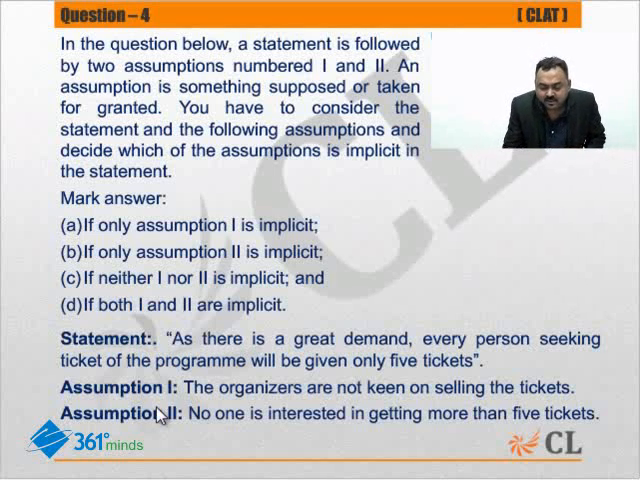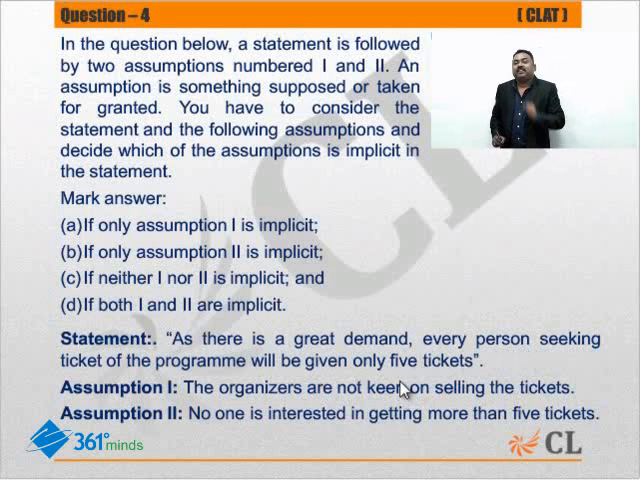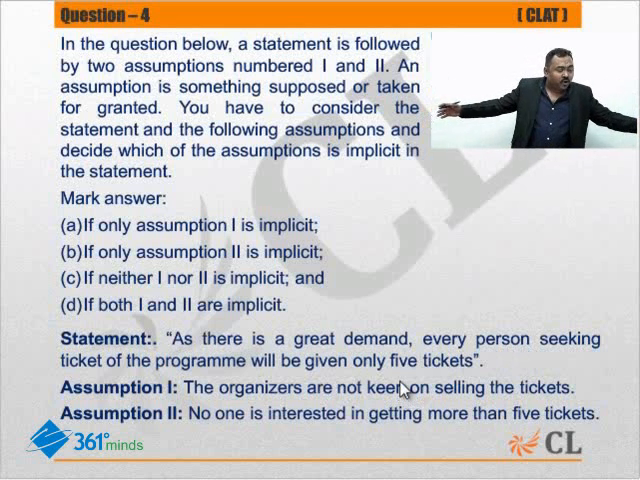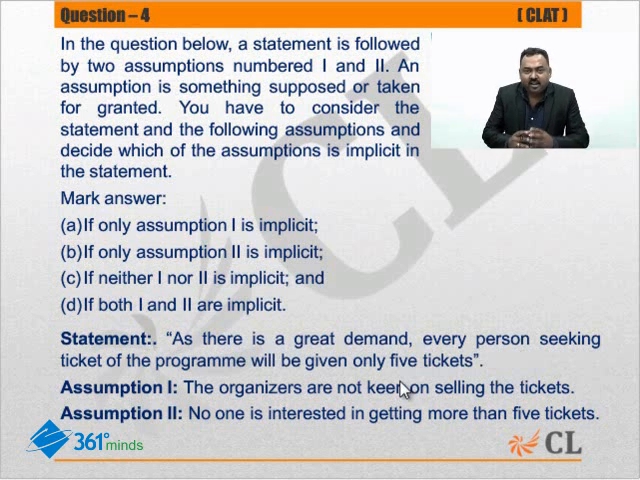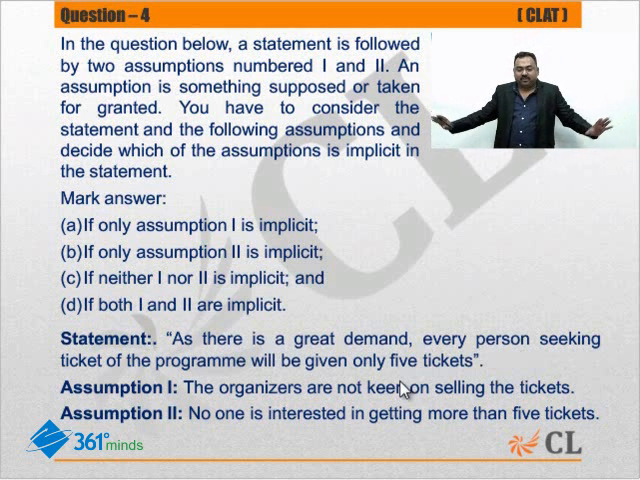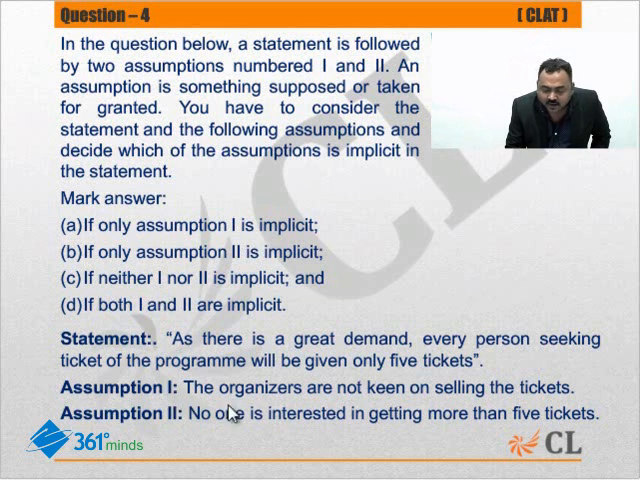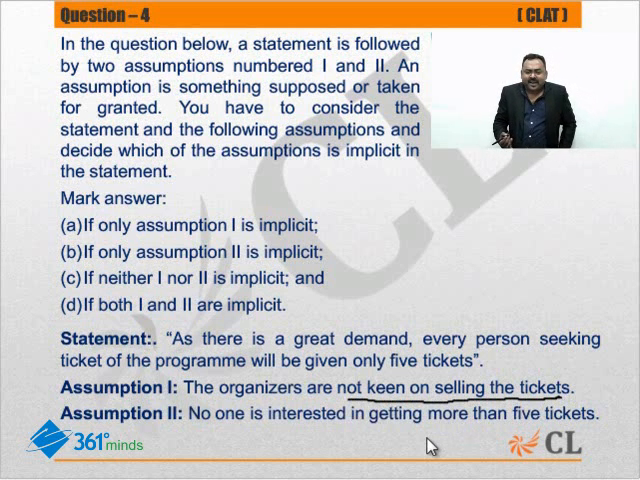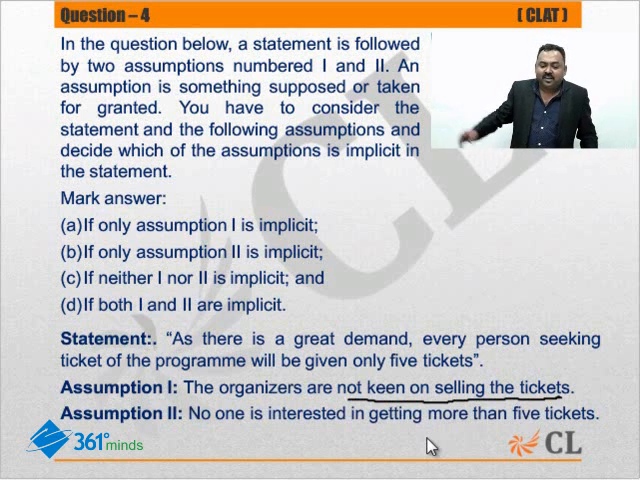Alright, the statement says, as there is great demand, every person seeking ticket for a program will be given only 5 tickets. A lot of demand. Okay, so we're going to give only 5 tickets to every person. Assumption 1. The organizers are not keen on selling the ticket. Is it implied? Okay, that is not implied at all. All they are saying is there is a lot of demand and we want to make everyone happy. So we're kind of giving tickets to everyone. So you can't say that organizers are not keen on selling this ticket.